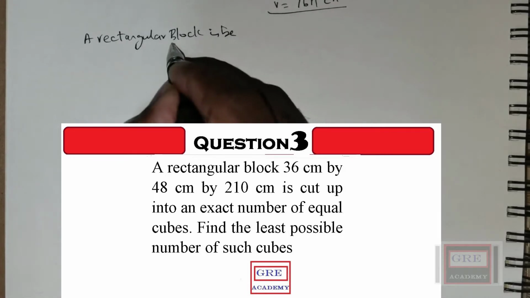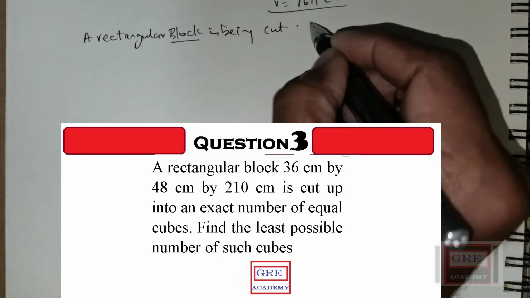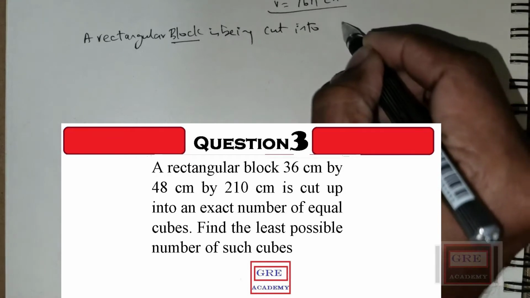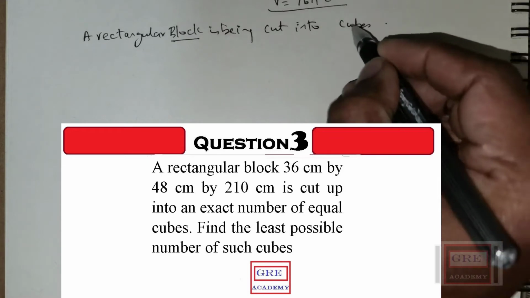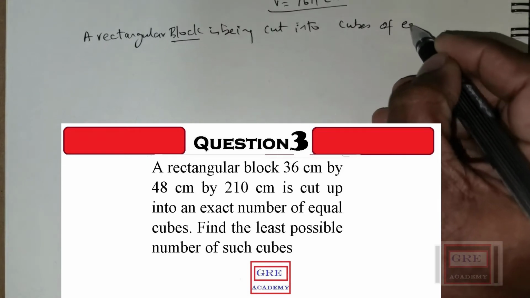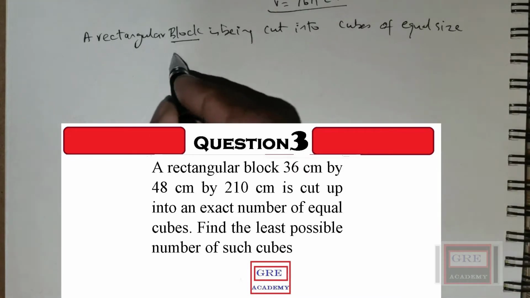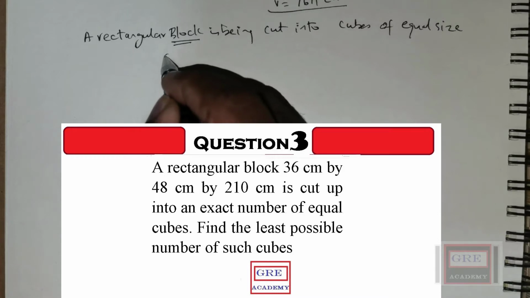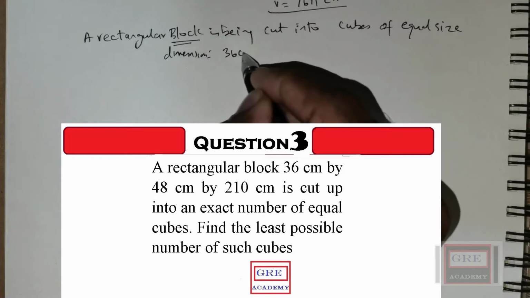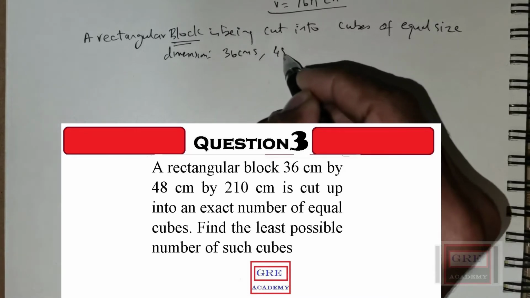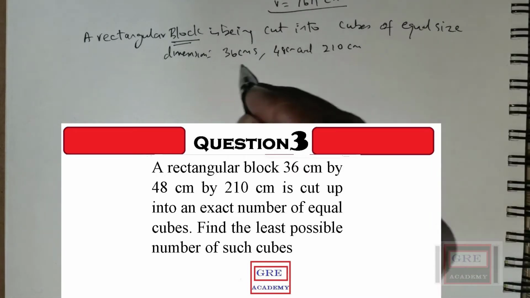is being cut into cubes of equal size. Now we are given that the rectangular block has a dimension of 36 centimeters, 48 and 210 centimeters. So it's all cms.